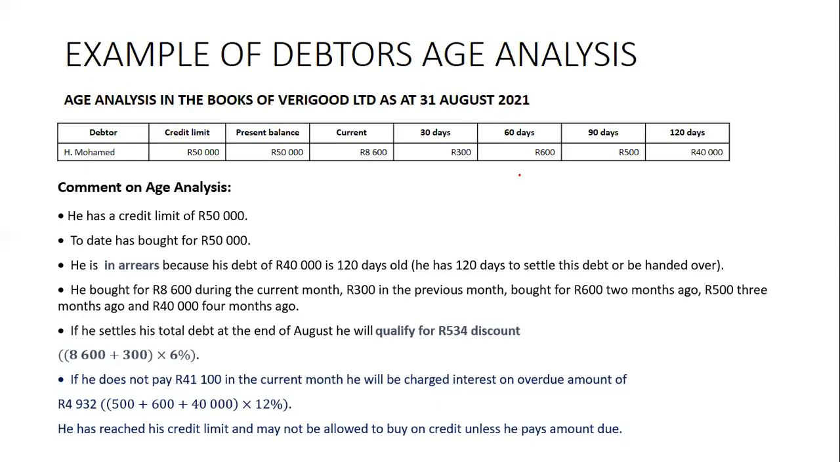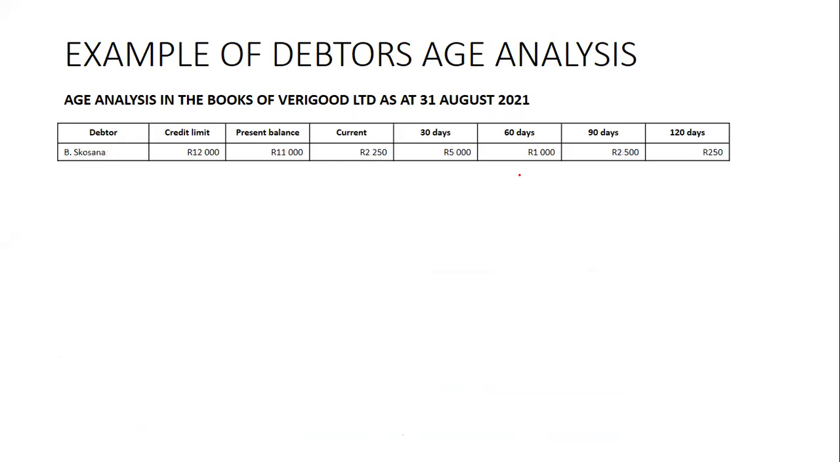And that interest amount will be 4,932, which is 500 plus 600 plus 40,000, and you multiply that by 12%. So if he does not pay that 41,100, he will be charged interest at 12%. He has reached his credit limit and may not be allowed to buy on credit unless he pays the amount due.